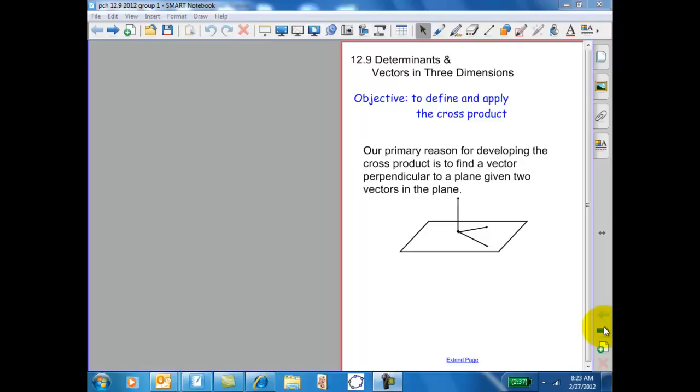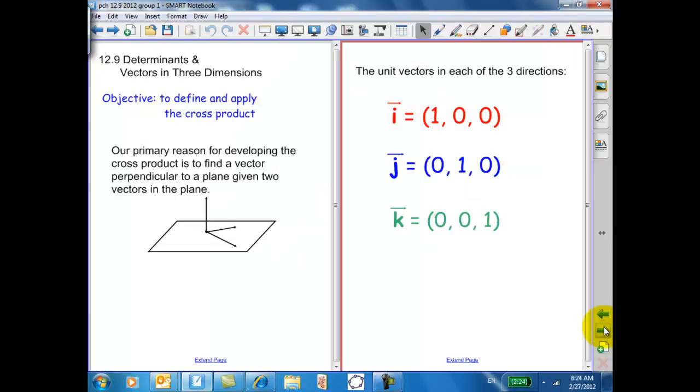Here's our last section, 12.9, determinants and vectors in three space, in three dimensions. And the cross product becomes a very key tool for what we're going to do in three dimensions, because it actually produces a vector perpendicular to the plane of the given two vectors in the cross product. We had to wait to this point, though, because the cross product relies on evaluating a determinant, a very tricky kind of determinant that involves both scalars and vectors inside it.